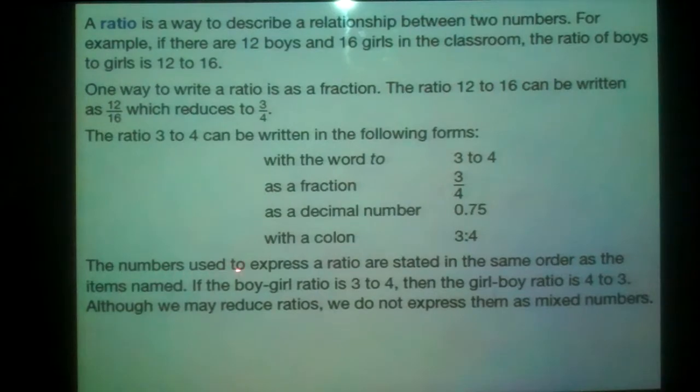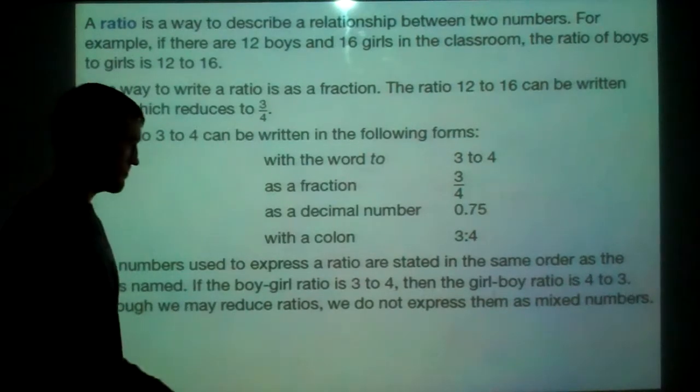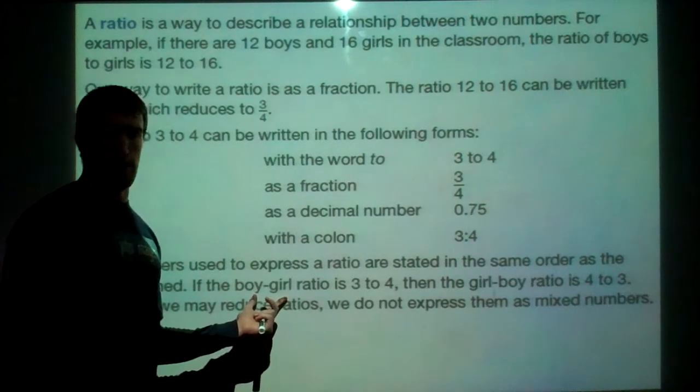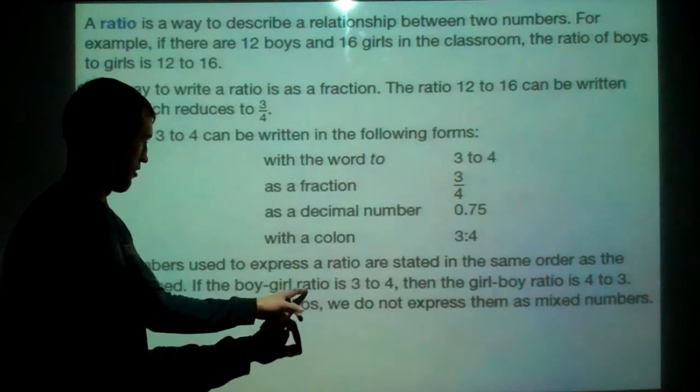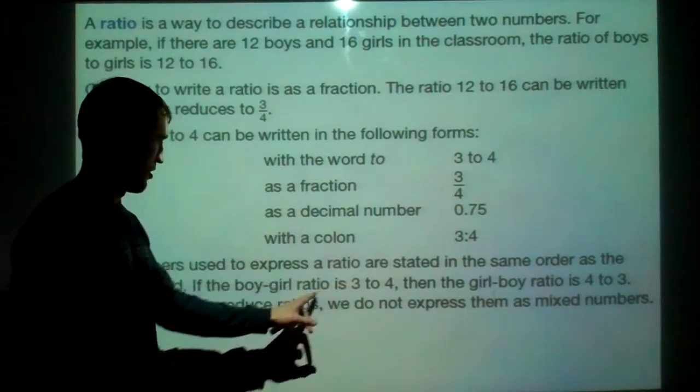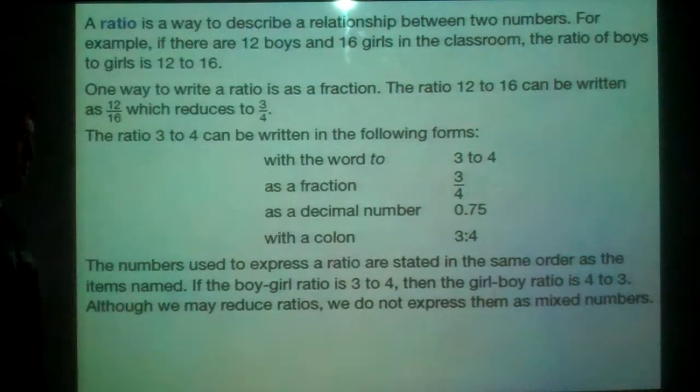And here we have: the numbers used to express a ratio are stated in the same order as the items' names. If the boy-girl ratio is 3 to 4, then the girl-boy ratio is 4 to 3. Order does matter, basically, is what they're saying here. So if it says boy to girl ratio, we want to make sure we line up the boy's number and the girl's number in the right order. So we can see here, boy to girl, 3 to 4. Girl to boy would be 4 to 3. And lastly, although we may reduce ratios, we do not express them as mixed numbers. So 4 to 3 or 4 over 3, we would not change that to a mixed number if we left it as a fraction.